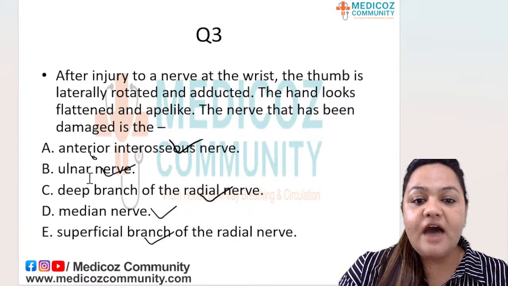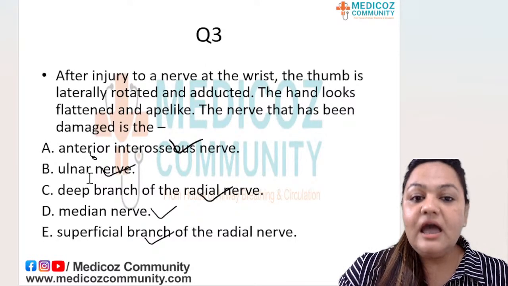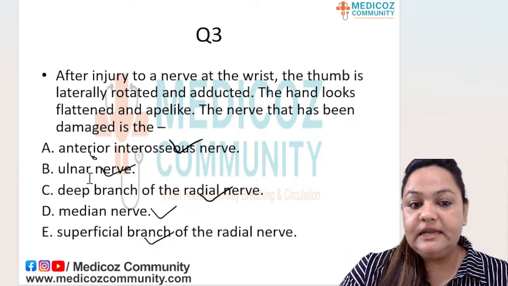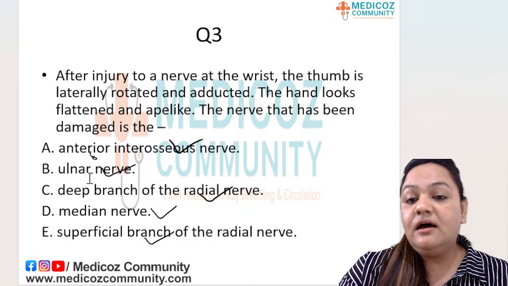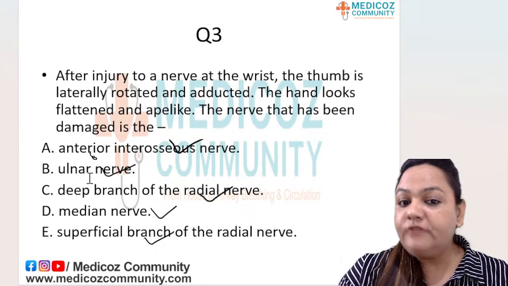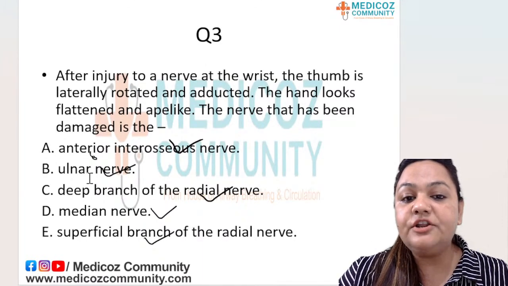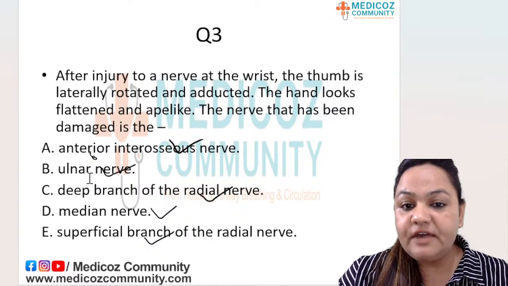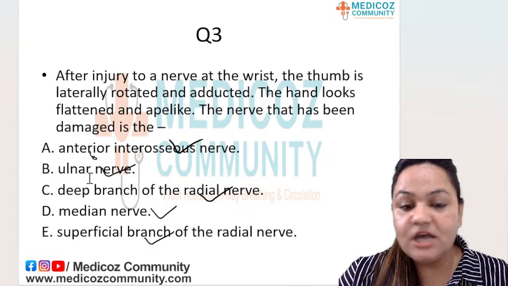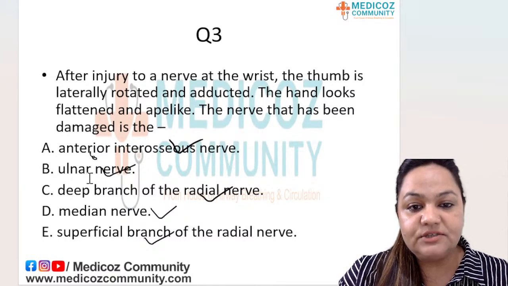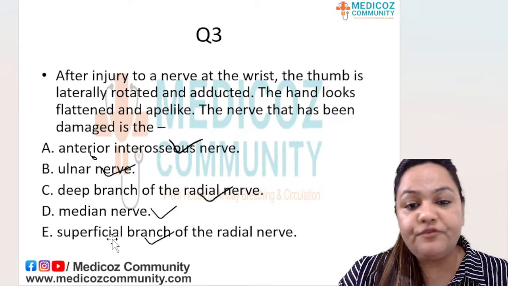Okay, now we have option B, that is the ulnar nerve. Ulnar nerve, again, it cannot be the answer for this question because there is the involvement of thumb, and the ulnar nerve is supplying your little finger and your medial half of ring finger, and it is supplying the muscles of your hypothenar eminence. So ulnar nerve cannot be the answer for this. Then we have deep branch and superficial branch of radial nerve.